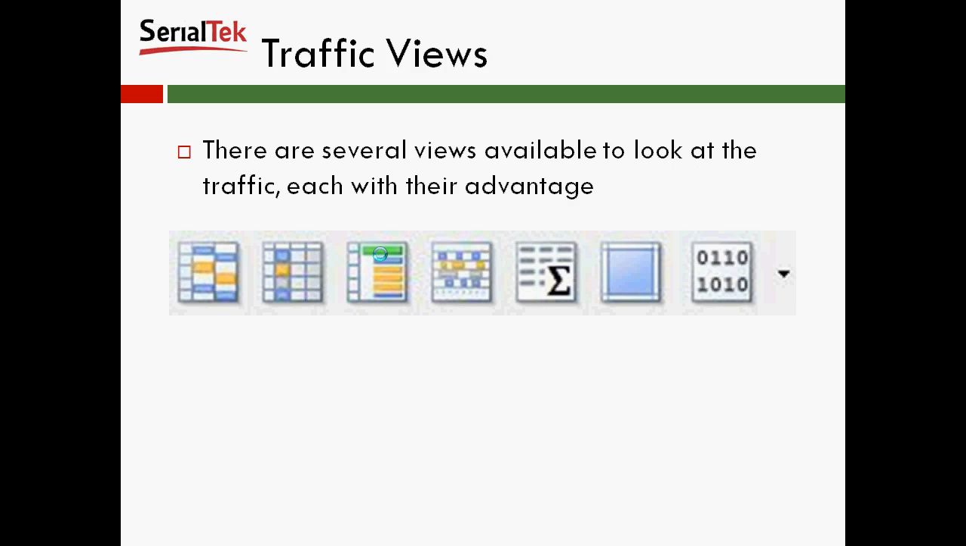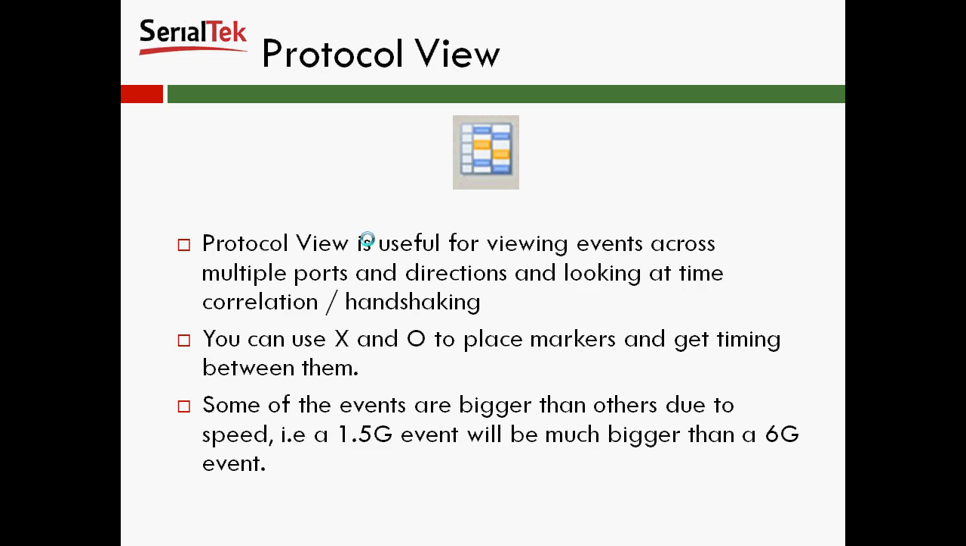So in the BusXpert software there are several different views available to look at the traffic, each with their own advantage. The first view is a protocol view, and this is useful for viewing events across multiple ports and directions and looking at time, correlation, and handshaking. So essentially it's a side by side, by side, by side. You can use X and O to place markers and get timing between them.